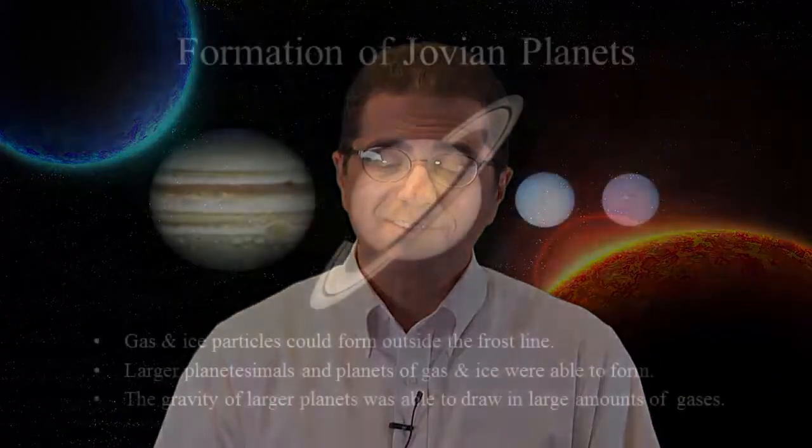Well, that gives us a pretty good idea of how the terrestrial planets formed. Let's move on now and discuss how the Jovian planets formed. We mentioned a few minutes ago that, of course, outside that frost line, we're going to have gas and ice in large abundance. And at a greater distance from the sun, we have a greatly increased volume of material. And therefore, there's a tremendous amount of this material with which to form planets.